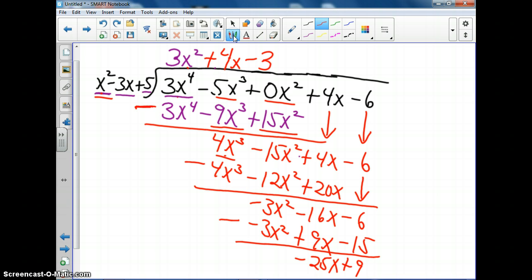Here's how you do this as a mature mathematician. You always put down a plus sign next. Always put a plus. Now what do you write down? You write down negative 25x plus 9 over the divisor, x squared minus 3x plus 5. And that's the answer then.